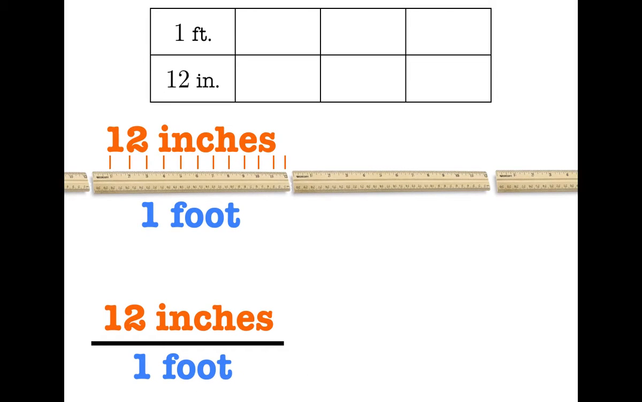And I could say if I have 1 foot, I have 12 inches. If I have 2 feet, I have 12 more, which is 24 inches. If I have 3 feet, I have 36 inches. And this is all kind of elementary level stuff. We know how to fill in a table like that.